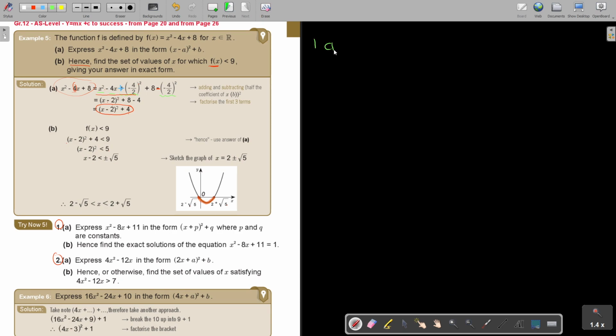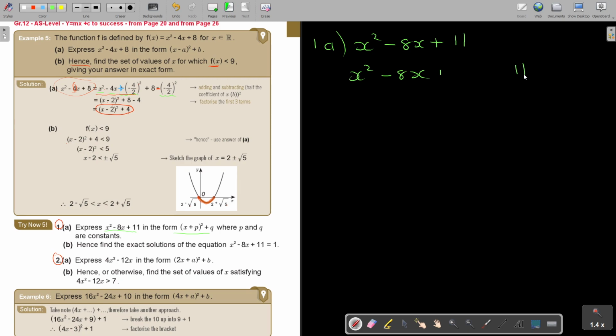Number 1a. Express this in the form this, exactly the same, where p and q are constants. So let's start with this one. It was x squared minus 8x plus 11. Now I like to do it like this, and I couldn't show you in that one because it was already typed. I leave a space, and then I write the 11.